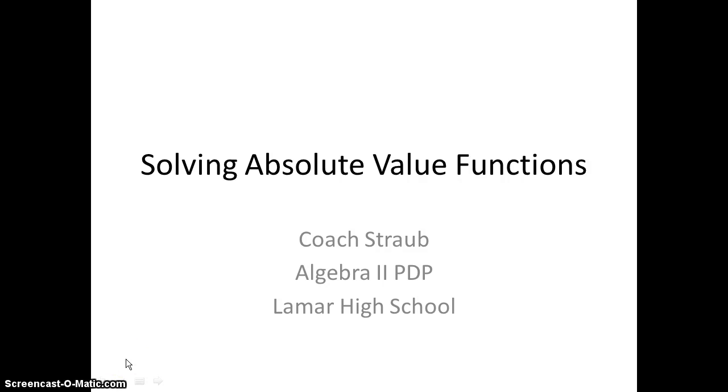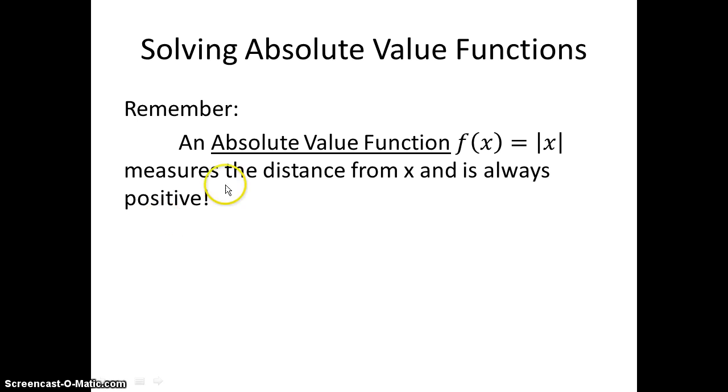Hello, ladies and gentlemen. Today we're going to be talking about solving absolute value functions. So remember, an absolute value function f of x equals |x| always measures the distance from x and is always positive. Now, some of you know this is just always turns a negative into a positive. Essentially, yes, but that is not the correct definition. If you put that, you could be marked wrong on the test. So measures the distance from x is the technical term I'm looking for.